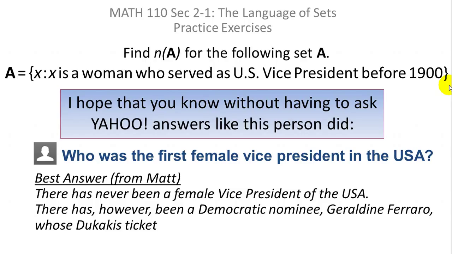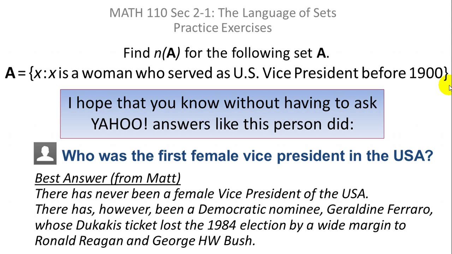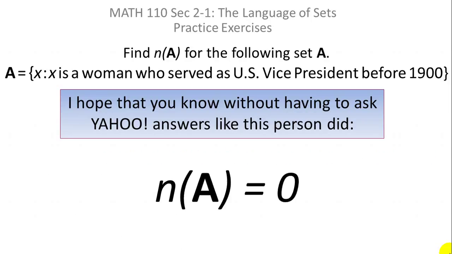Do you remember what happened? This was in 1984, and that ticket lost the election by a wide margin. Do you remember who to? To Ronald Reagan and George H.W. Bush. So really the only thing you needed to answer this question is this first thing, that there's never been one. But I thought the rest was sort of interesting, so I threw it in. Hope you didn't need to Google it or put it into Yahoo Answers to get it, but the bottom line is there has never been a female vice president of the USA, so the number of elements in that set is simply 0.